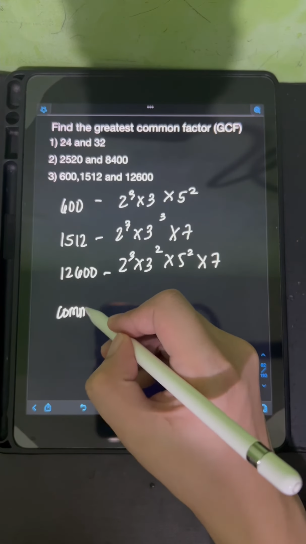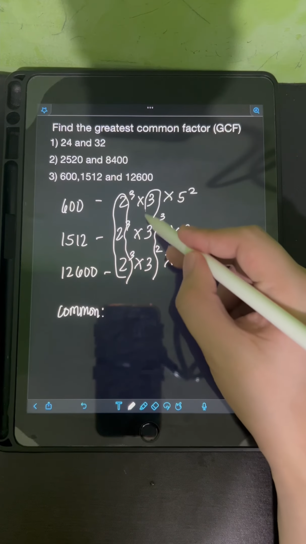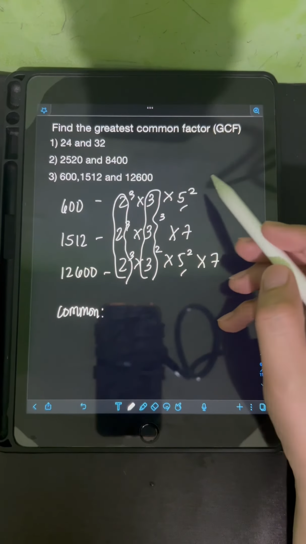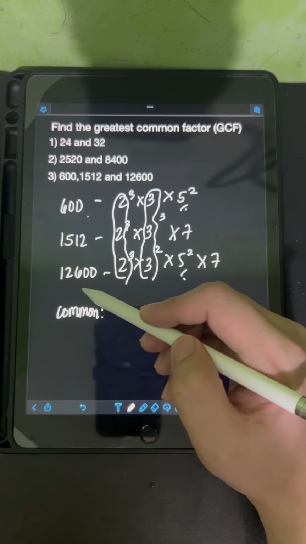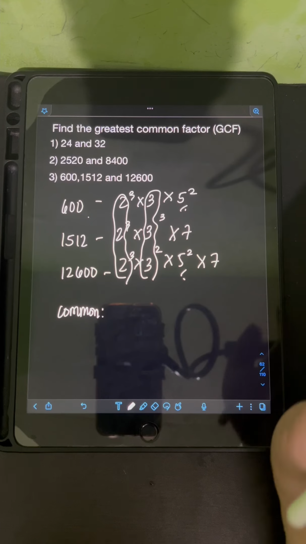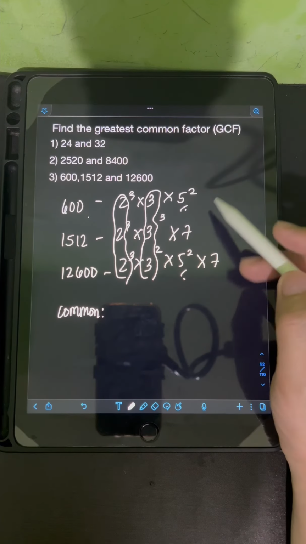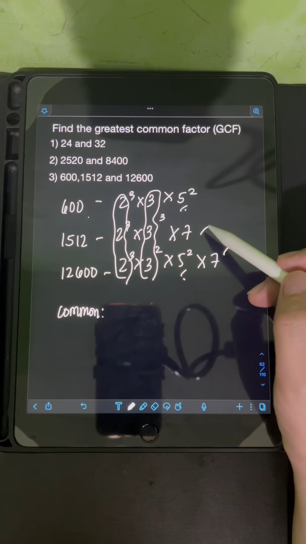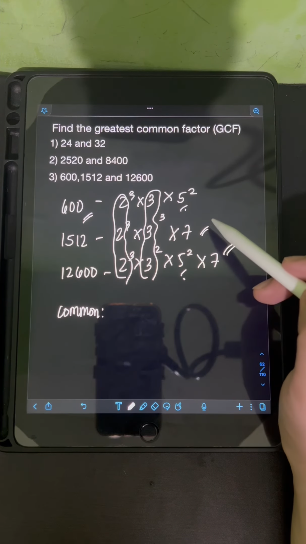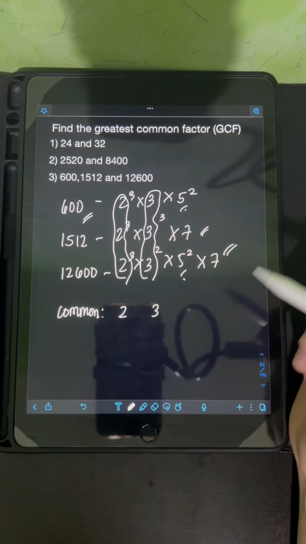Again, the next step is to find the common factors. We can have 2, we can have 3. This time, we cannot have 5, right? Why? Because although 5 is common in 600 and 12,600, 1,512 doesn't have a factor of 5. In finding the GCF, take note of this: a factor is common only if it is common to all the given numbers. Likewise, for 7, there's no factor of 7 in 600. It's only in 1,512 and 12,600. So 7 is also not considered a common factor of the three. Therefore, we will list only 2 and 3 as the common factors.